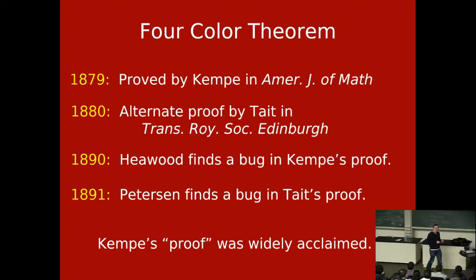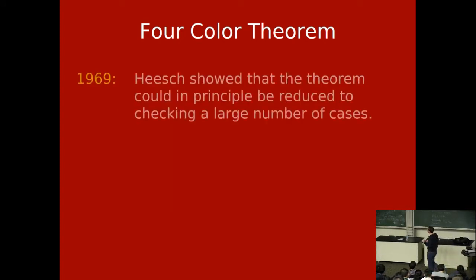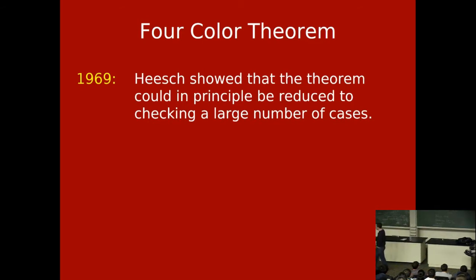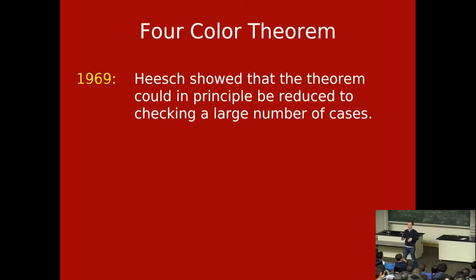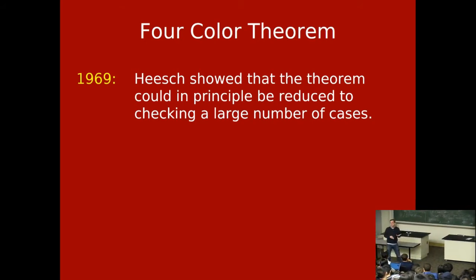So that was 1890, and nobody really made any progress for another 70 years. Something like that, 80 years, until a mathematician called Heesch worked on the problem and proved some more lemmas, proved some more things about it. He didn't fully solve it.